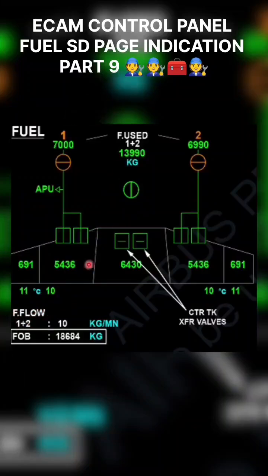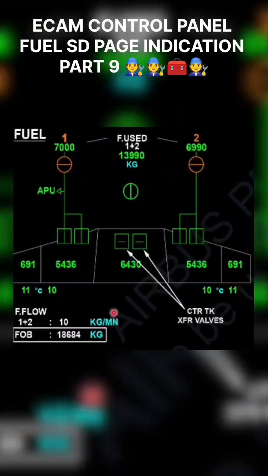Then on the bottom side, you will see the fuel flow 1 plus 2. It will compare with the upper ECAM engine page, showing how much fuel is flowing to the engine, in kilograms per minute. And this is the fuel on board, the total fuel on board including all the tanks. It is in kg, and there is a difference between kg and liter. We'll discuss that another day in another part.